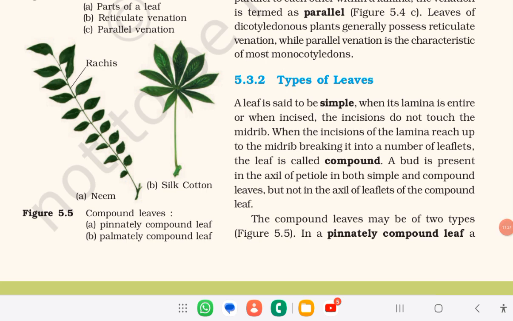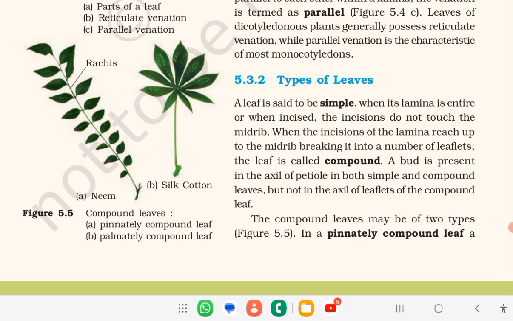Number 2. Types of leaves. A leaf is said to be simple when its lamina is entire or, when incised, the incisions do not touch the midrib. When the incisions of the lamina reach up to the midrib, breaking it into a number of leaflets, the leaf is called compound. A bud is present in the axil of the petiole in both simple and compound leaves, but not in the axil of leaflets of the compound leaf.